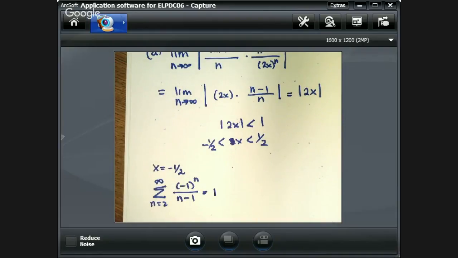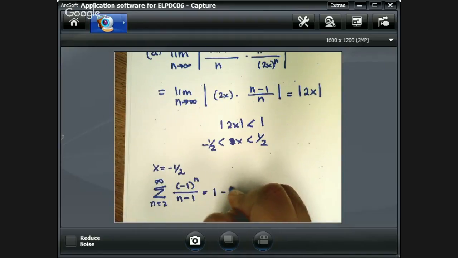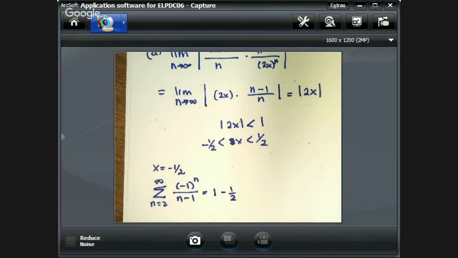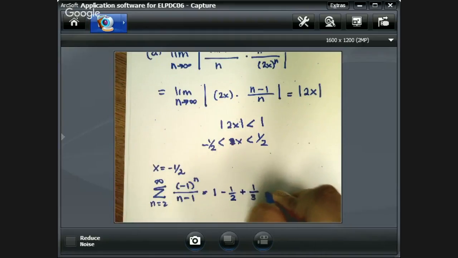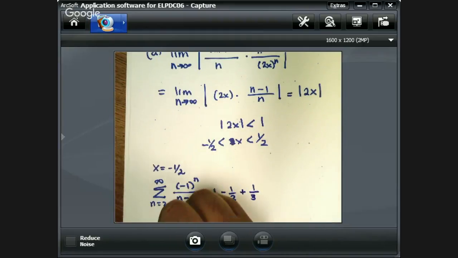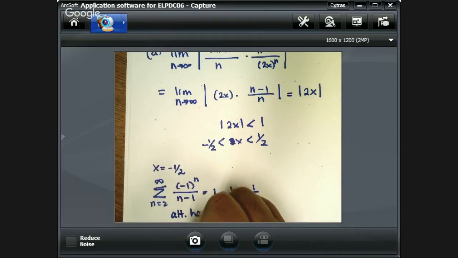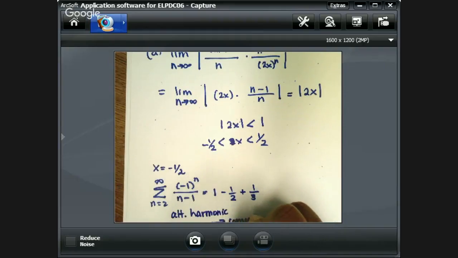For 3, I have -1 divided by 2. So it's -1/2. For 4, I have +1 divided by 3. So that's +1/3. This is the alternating harmonic series, which converges.